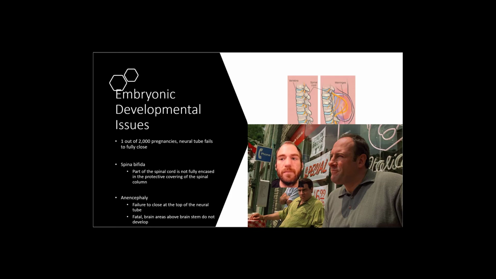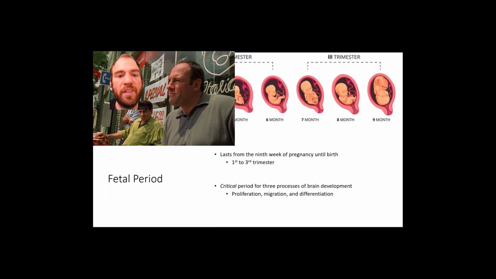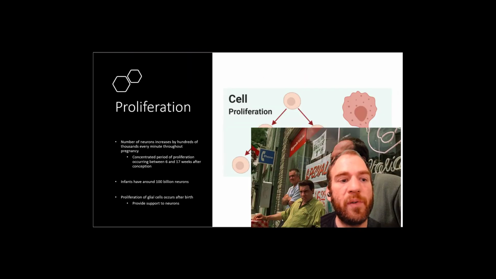So the fetal period is described as occurring between the first and the third trimester. And there are three processes of brain development associated with the fetal period, and we're going to go into more detail on all three. So let's begin with proliferation. The number of neurons increases by hundreds of thousands every minute. There is a concentrated period of proliferation between 6 and 17 weeks. Infants have around 100 billion neurons.